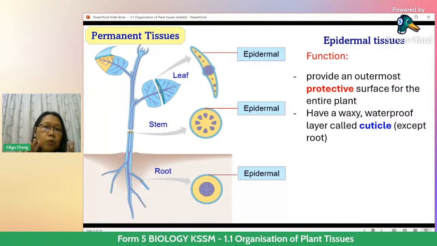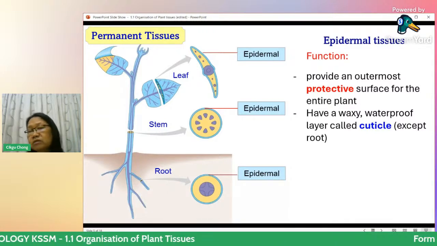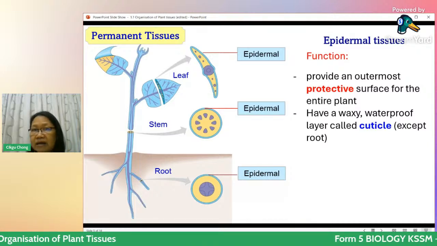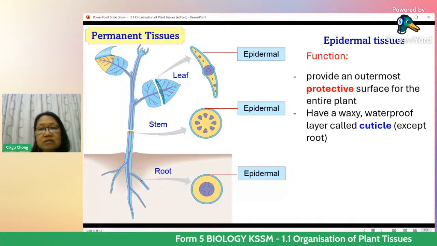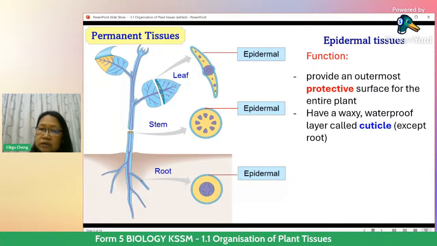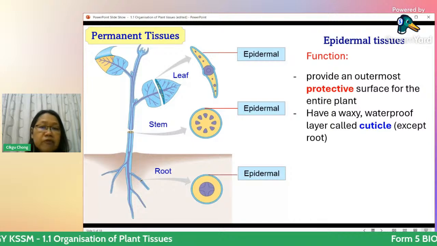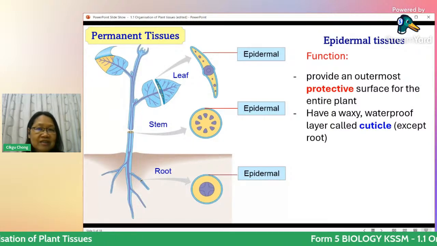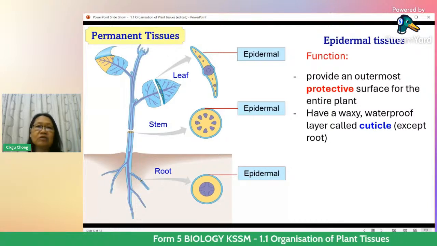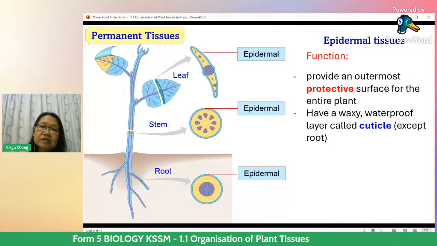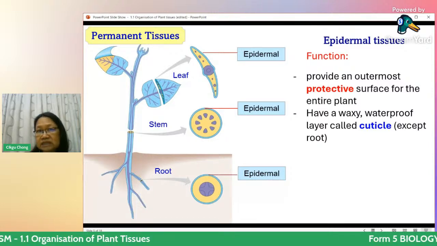Okay, now the only exception is at the roots. The root will not have cuticle. Okay, because if there's cuticle there, then it will block the absorption of water. Cuticle is waterproof, and the function of the root is to absorb water. So you cannot have a waterproof layer on the root. Correct or not? If there's a waterproof layer on the root, that means water will not go in. Of course, the plant cannot get any water, the plant will die. Okay, so epidermal tissues mostly will have cuticle except the root epidermis.